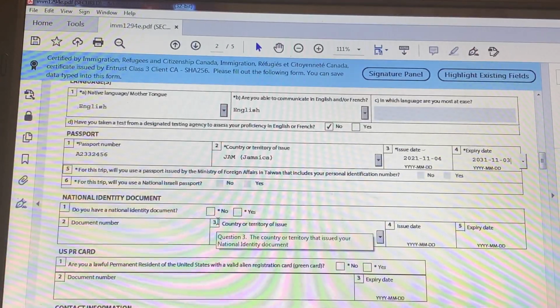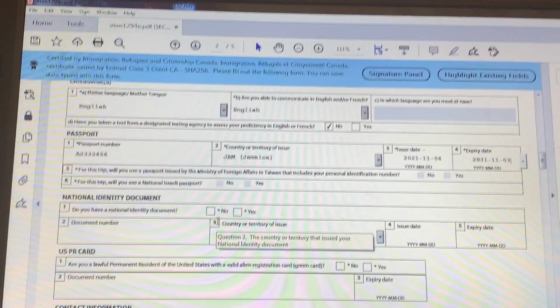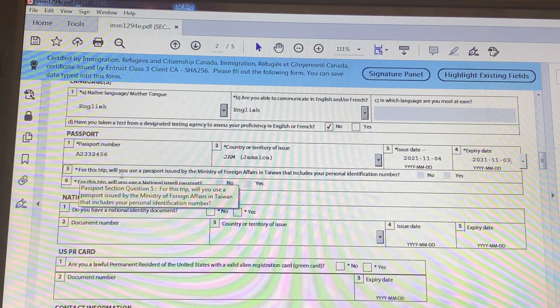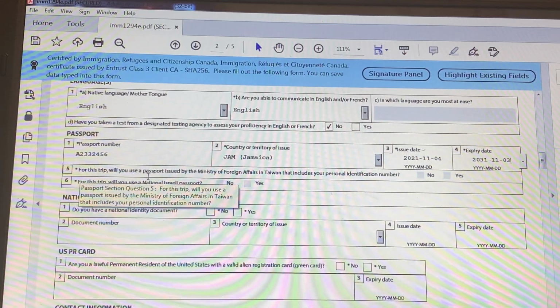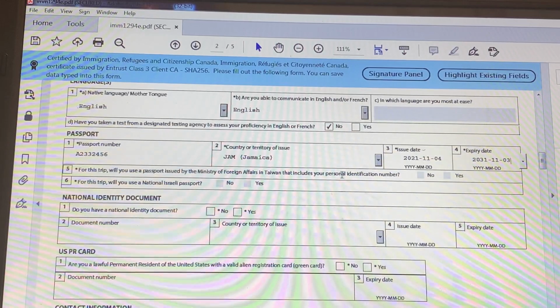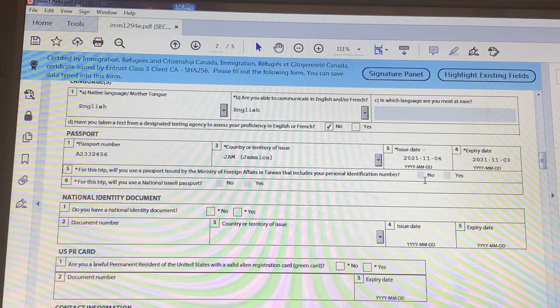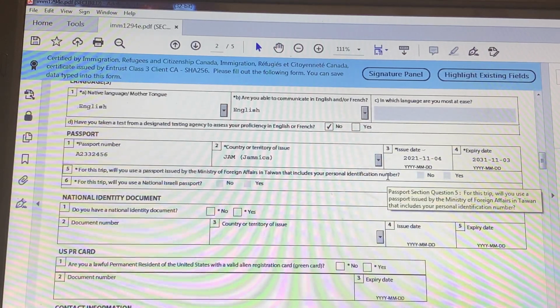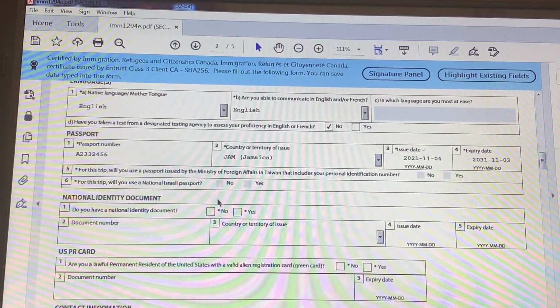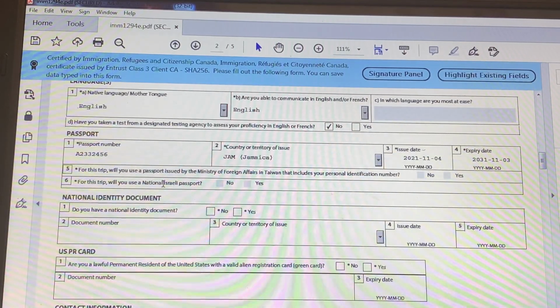For this trip, I'm at number 5 right here, guys. For this trip, will you use a passport issued by the Ministry of Foreign Affairs in Taiwan that includes your personal identification number? Of course, that is grayed out because you are applying from Jamaica, so there's nothing you can do here. You just leave it blank. For this trip, will you use a national Israel passport? Nope, you can't put anything there as well. That's also grayed out.